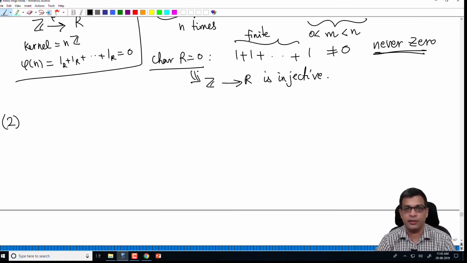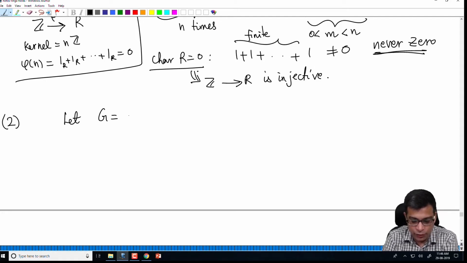So now let me do a second problem here, which is actually a good way to combine group theory that you learned in the past and ring theory. It is somewhat confusing if you are seeing this for the first time, but let's do this carefully.